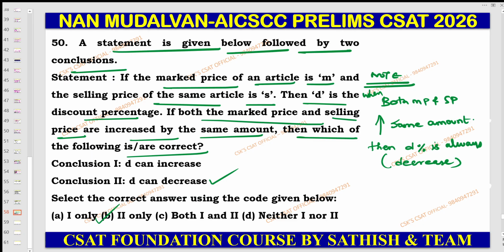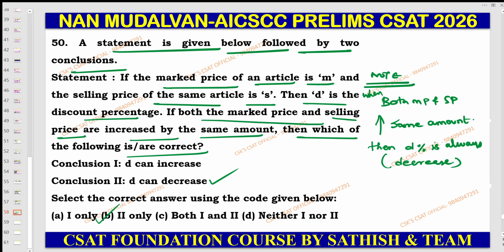I do not want to take some random values, find D, increase that value by x, then find the new percentage discount and check the decrease. That is a lengthy process, not required. This is a simple concept you have to apply. Guys, understood? This is the default concept. When both MP and SP increase by the same amount, then surely D decreases. If you want, you can take some examples and do it. Understood, everyone? This is a very important note.